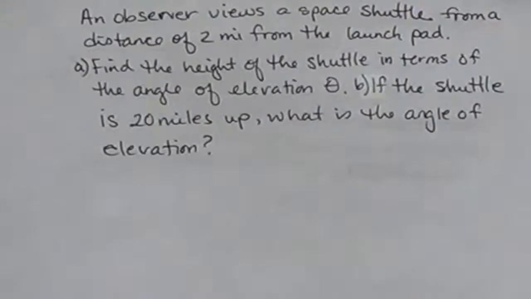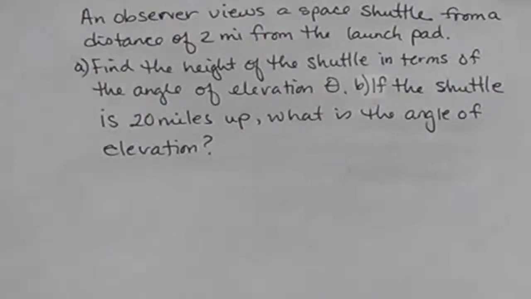Now we can also use this information in our applications. In some of our applications, it's not necessarily going to say that I need to find the inverse trig function of a particular angle. So in this example, an observer views a space shuttle from a distance of 2 miles from the launch pad. We want to, A, find the height of the shuttle in terms of the angle of elevation, theta, and B, if the shuttle is 20 miles up, find the angle of elevation.